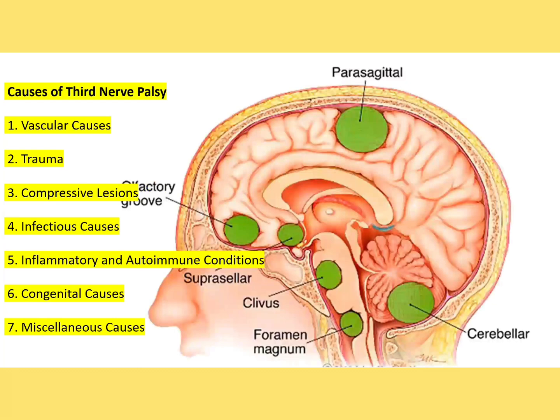Then, moving on to compressive lesions. Here, tumors play a significant role. Tumors, particularly those located in or around the midbrain or along the pathway of the oculomotor nerve, can exert pressure on the nerve. This compression can disrupt the nerve's ability to function properly. Tumors may require surgical intervention to relieve the pressure and restore nerve function.